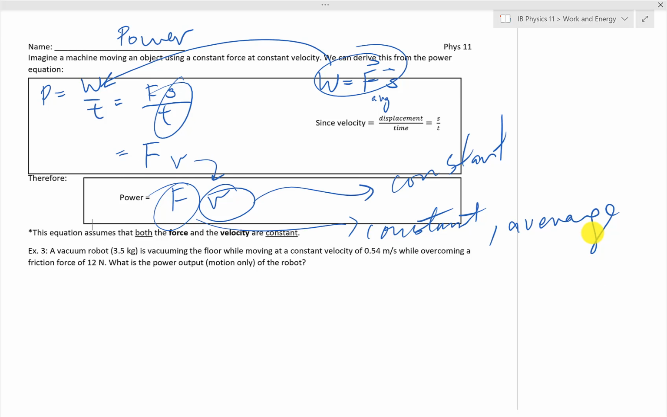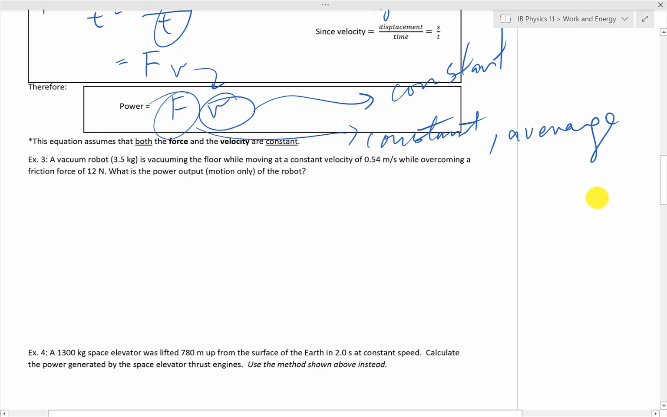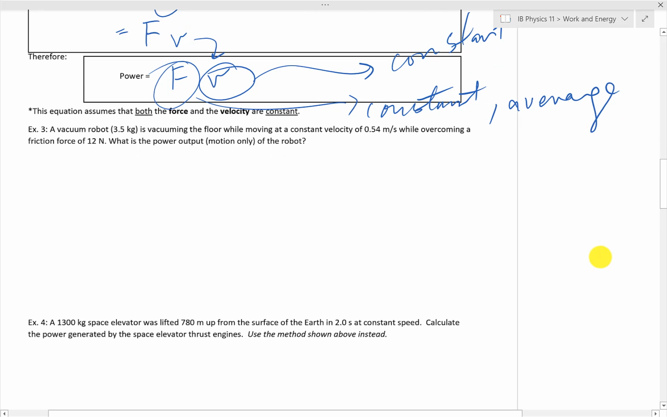So let's see how it can be applied. I am going to do example 3, and you will do example 4. So let's get down to it. The vacuum robot, here we got 3.5 grams. Sorry, kilograms. A vacuum robot is vacuuming the floor while moving at a constant velocity. Hey, we like constant velocity. While overcoming a friction force of 12 newtons, what is the power output?